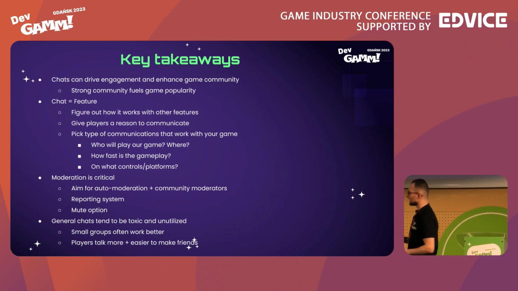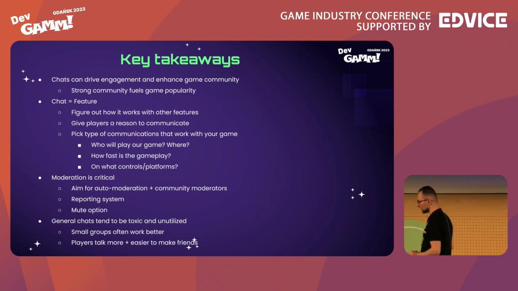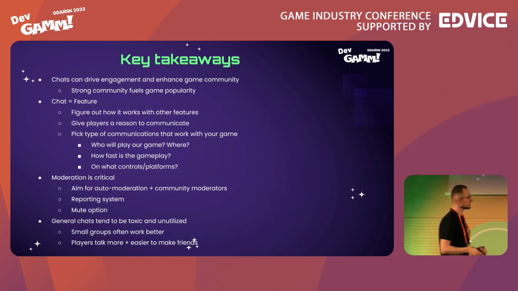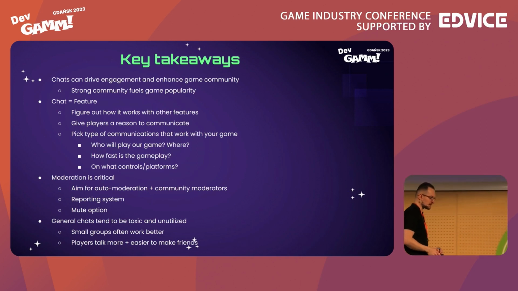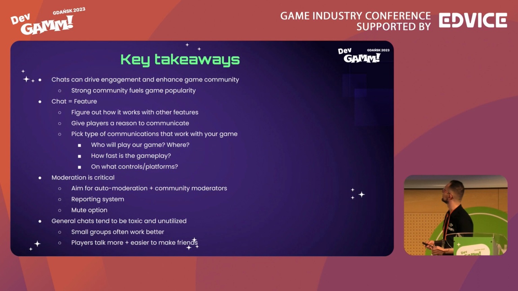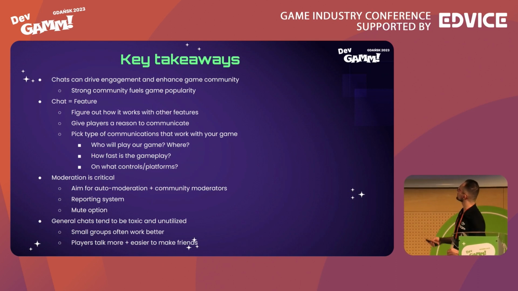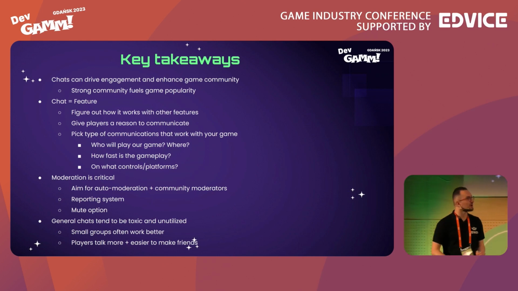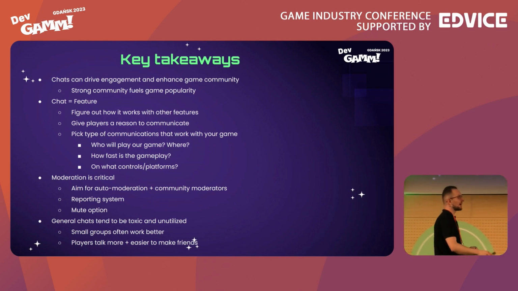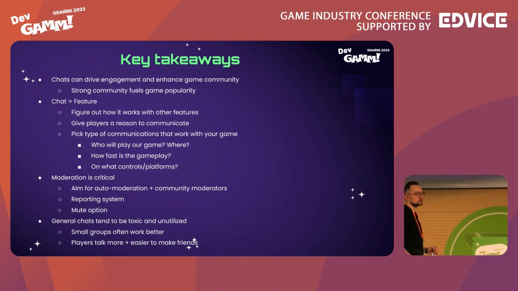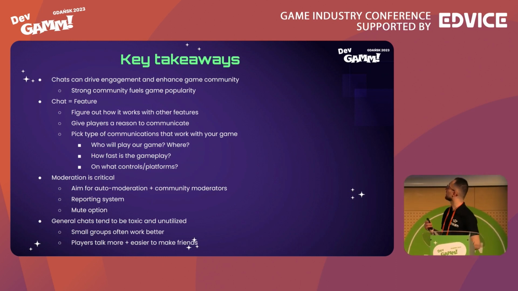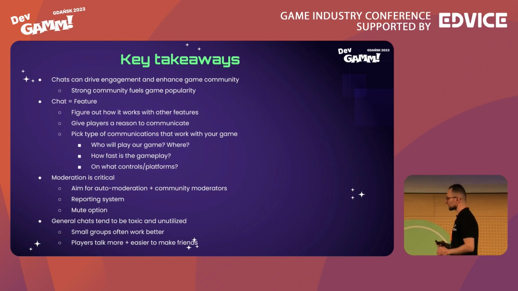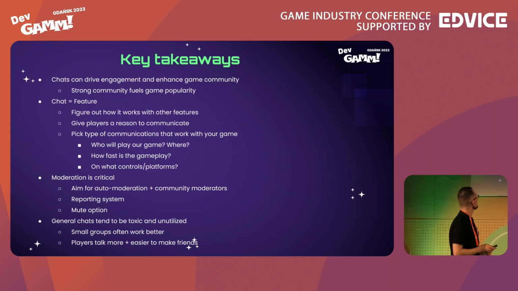Think about the chat as a feature, okay? You need to figure out how it plays along with other features you have. What benefits will it give to the players? Try to give players a purpose on why they should communicate with each other. Also try to pick the type of communication that really works with your game, okay? Think about who will play it, when, how fast is the gameplay, what controls. These are factors that you should take into account when picking the right system that works with your game.